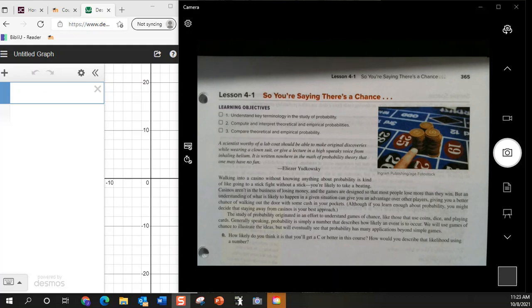Our learning objectives are to understand key terminology in the study of probability, to compute and interpret theoretical and empirical probabilities, and to compare theoretical and empirical probability.